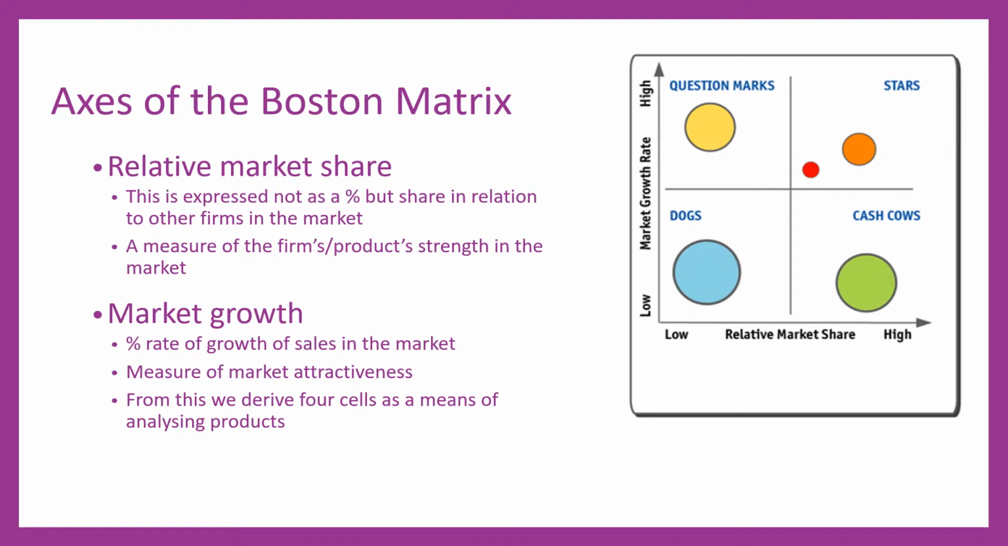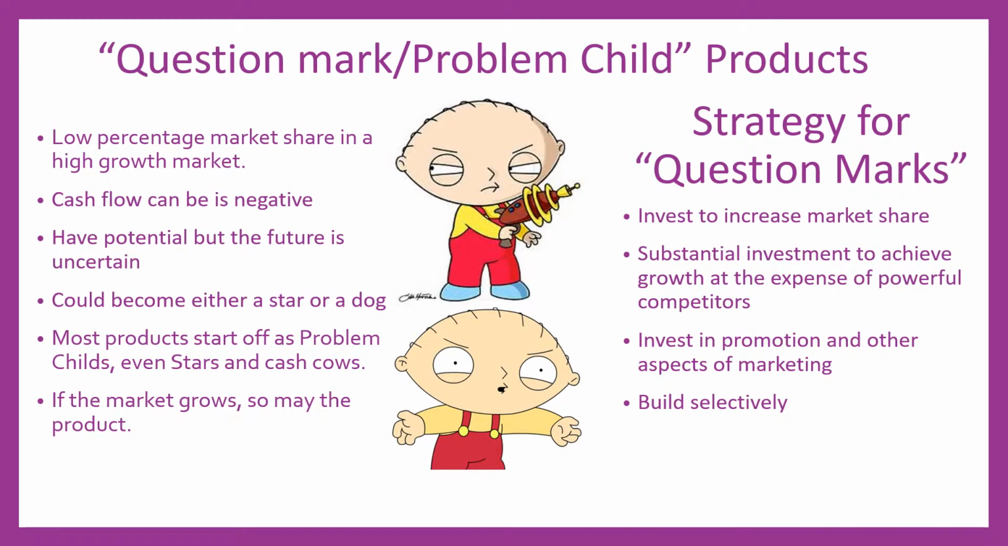And then it's going against market growth. So percentage rate of growth of sales in the market. Is it a growth market? Is it petering off? Is it in decline? Usually a measure of the market attractiveness. And from this, we can have a look at the other 4 cells as a means of analyzing the actual product. So question mark or problem children products.